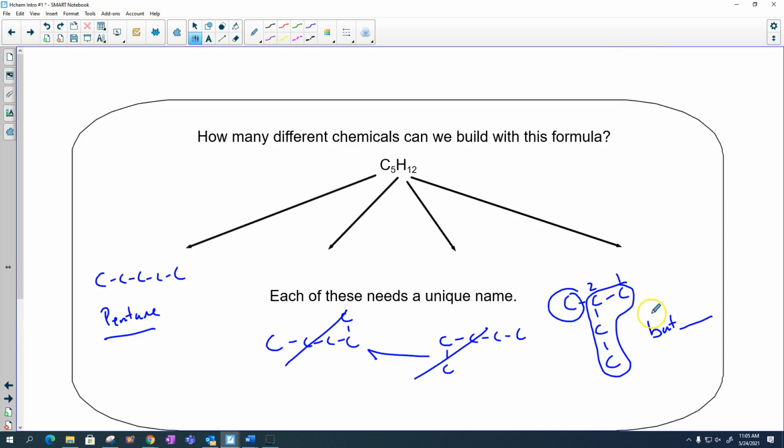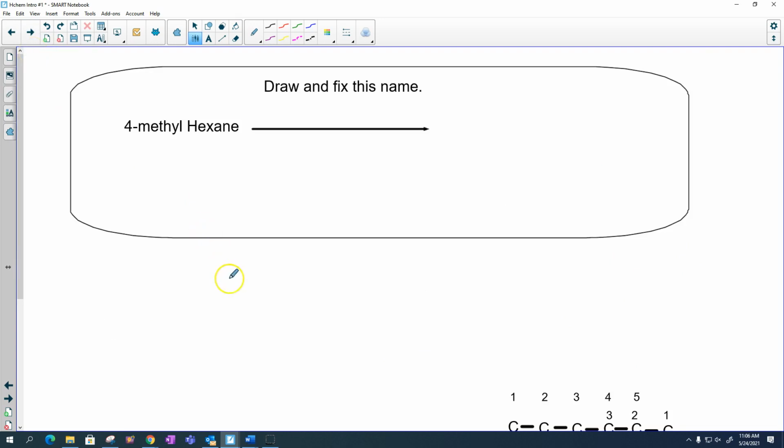There's one more left. Hopefully you could try it. It is 1, 2, 3, 4, and 5. Now this longest continuous chain is only 3. So this would start with propane, and this is butane because it's all single bonds. But we need something else on here to tell it that there's now two groups hanging on here. Okay, so kind of interesting. All right, and 4-methylhexane.